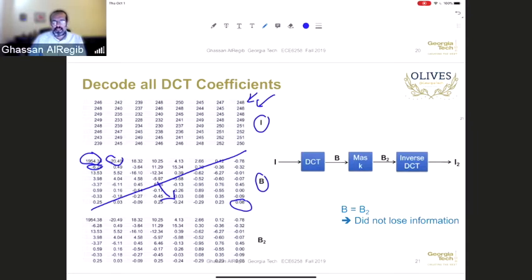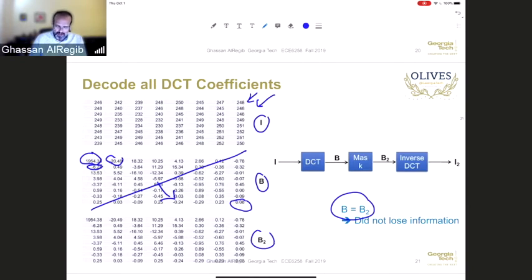Imagine that our masking in this specific example, for this slide, is all ones, meaning that I multiply every DCT coefficient by 1, a point-wise multiplication. So basically B and B2 are equal in this case. Now I have B2, which is the same as B.